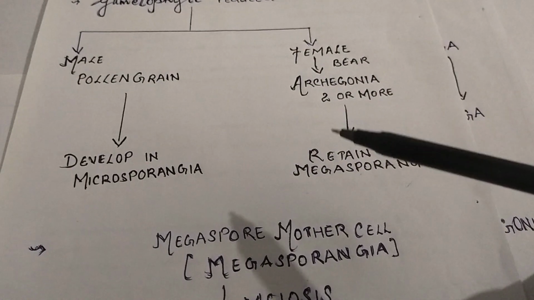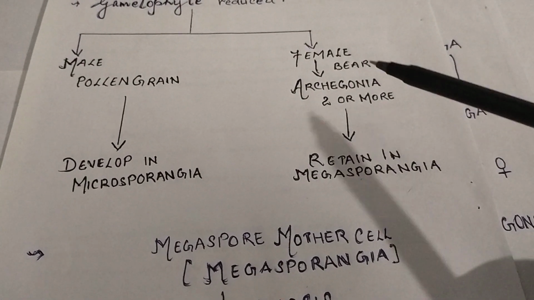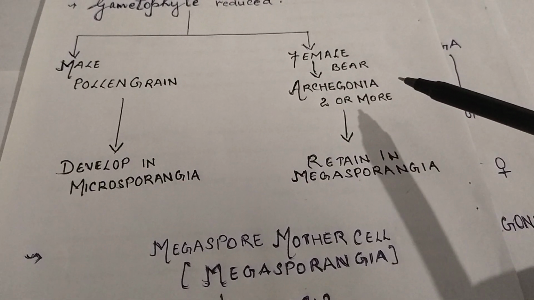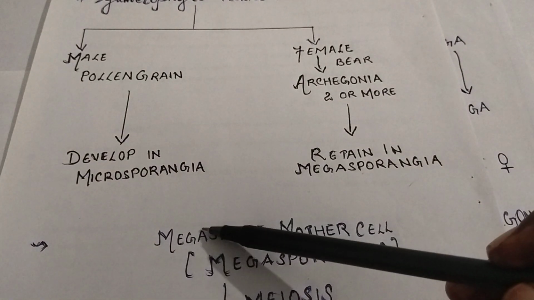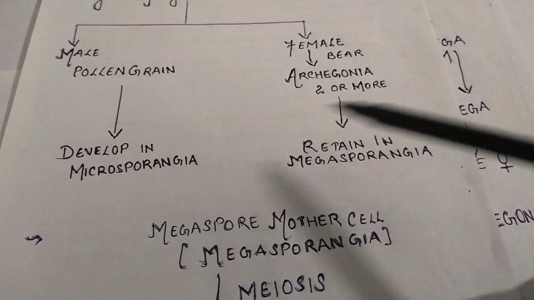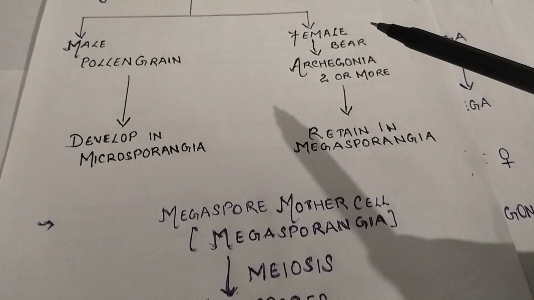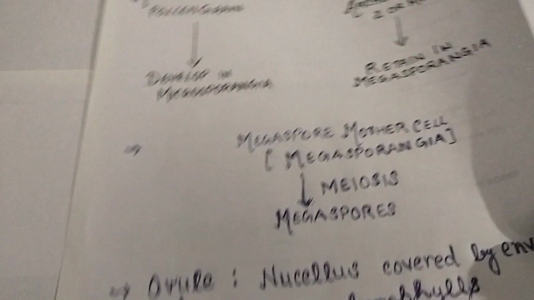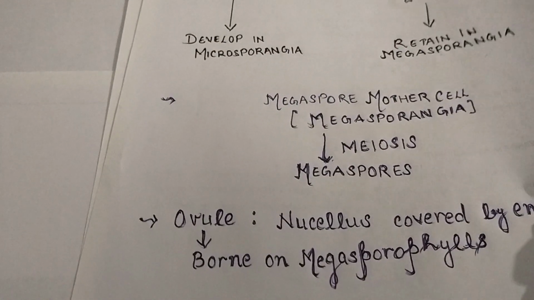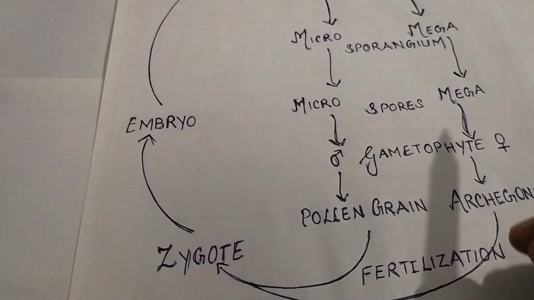Now here male and female gametophytes are so much reduced that they do not have any independent free living existence, and so they remain in their sporangia, retained on their parent sporophytes. Okay, ovules are formed by the nucellus. Nucellus covered by envelopes borne on megasporophylls forms the ovule.